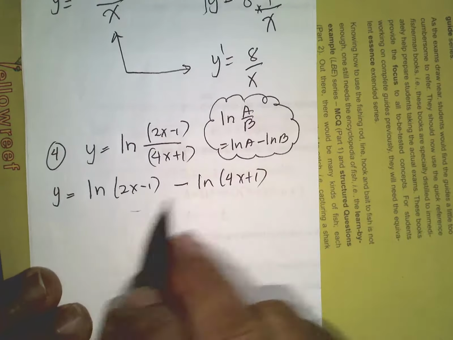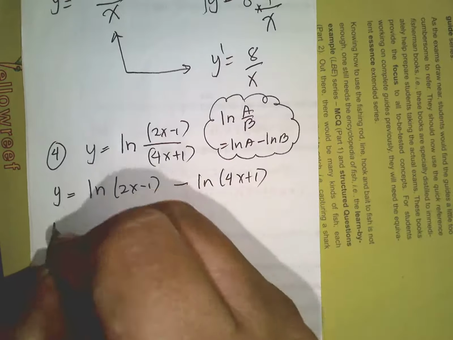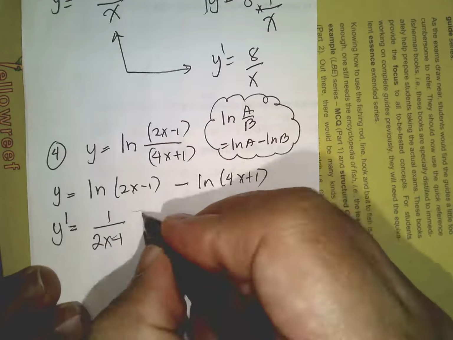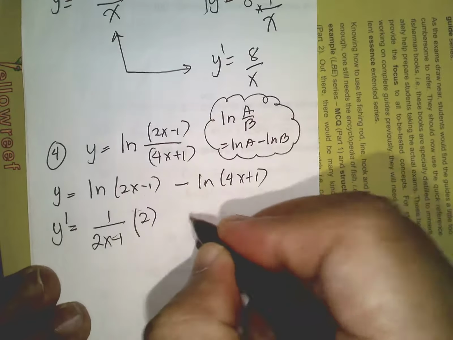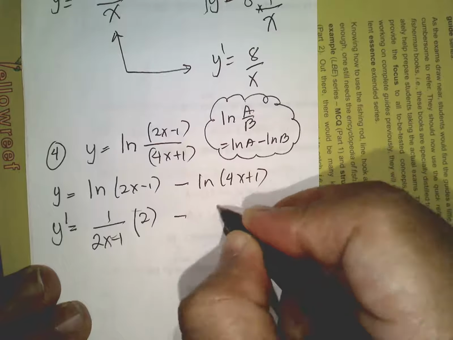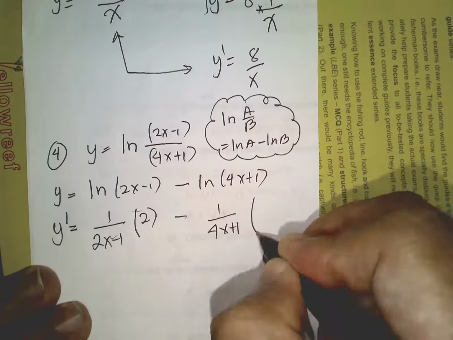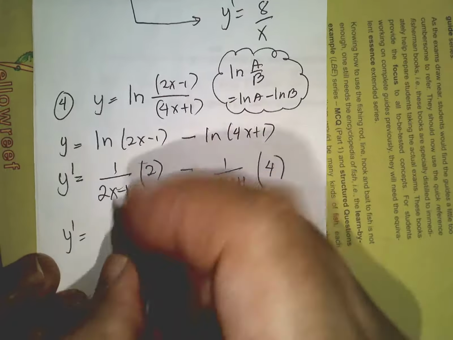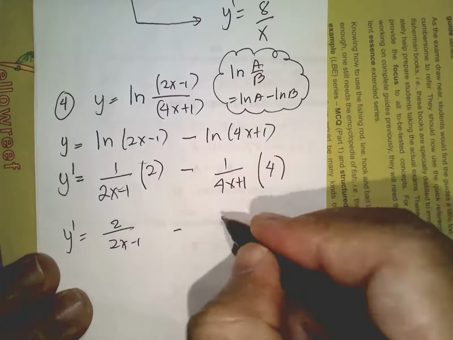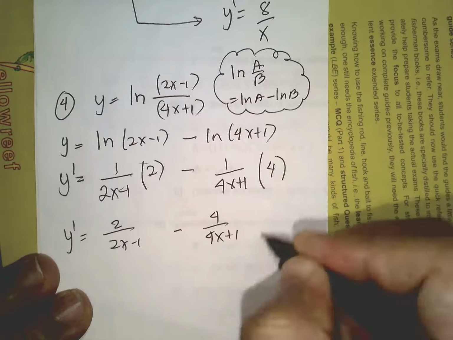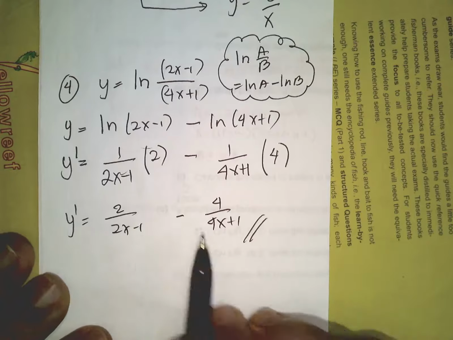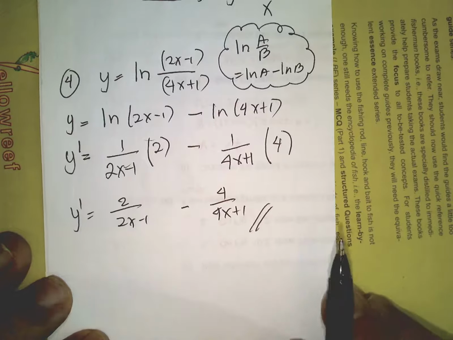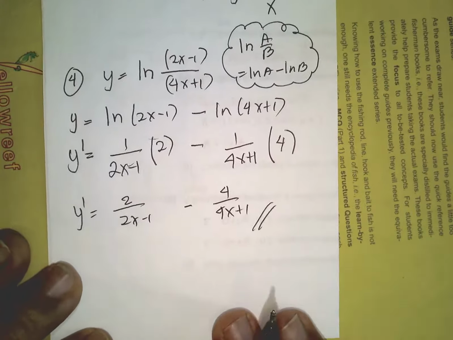Alright? Now you can take the derivative of this because they are now simplified. So the y prime is equal to 1 over u, which is 2x minus 1, times the derivative of 2x minus 1, which is 2, minus 1 over 4x plus 1, times the derivative of 4x plus 1, which is 4. So you have right now y prime is equal to 2 over 2x minus 1 minus 4 over 4x plus 1. There you go. That's the final answer. You don't need to multiply them if it's not being asked in the question. But if you want to multiply, it's up to you. But in this example, I will not multiply it anymore.